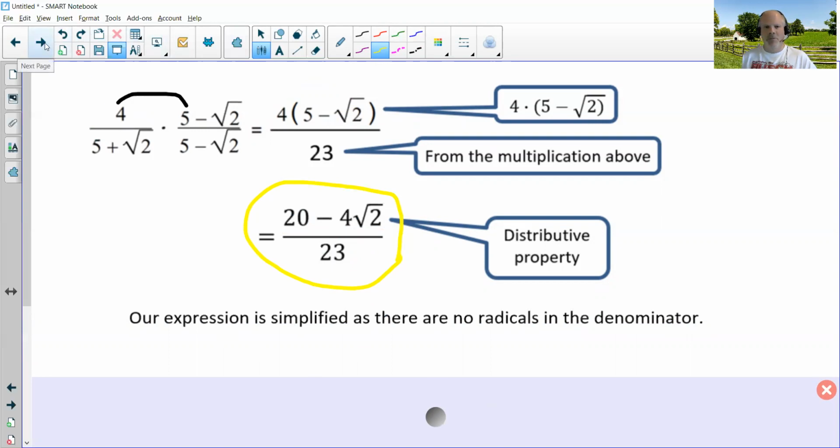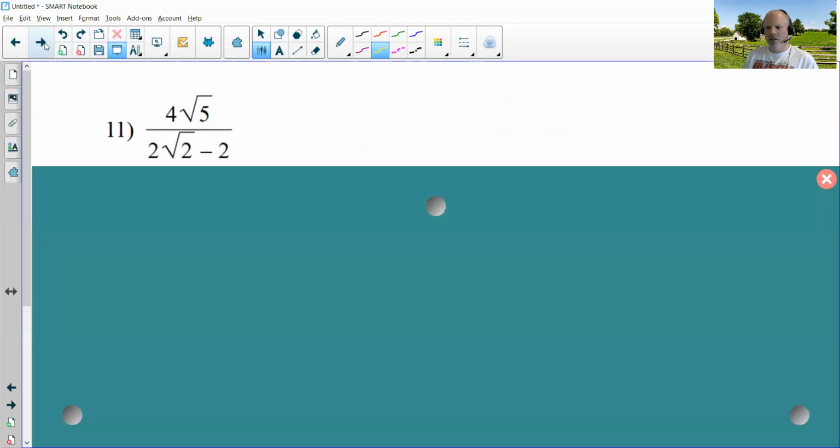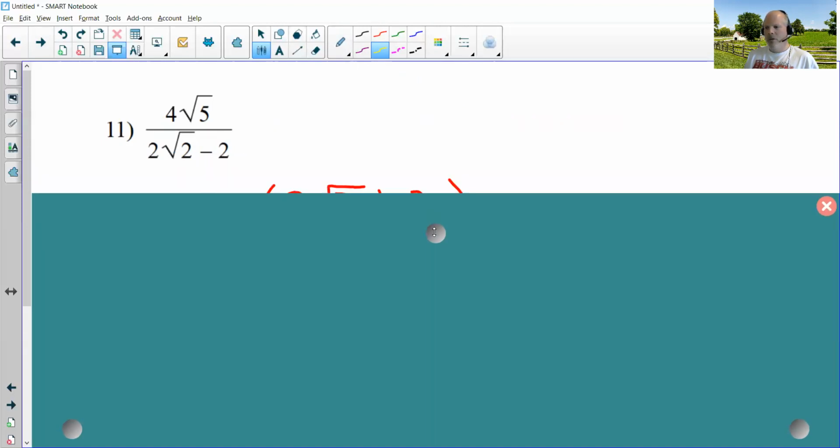All right, this probably seems complicated, but once you do a few of these, it's not that bad. Let's try number 11 from our assignment. So on number 11, I have 4 square root of 5 over 2 square root of 2 minus 2. So just like we did on the previous one, we're going to multiply by 1 in the form of the conjugate over itself. The conjugate of 2 square root of 2 minus 2 is 2 square root of 2 plus 2.